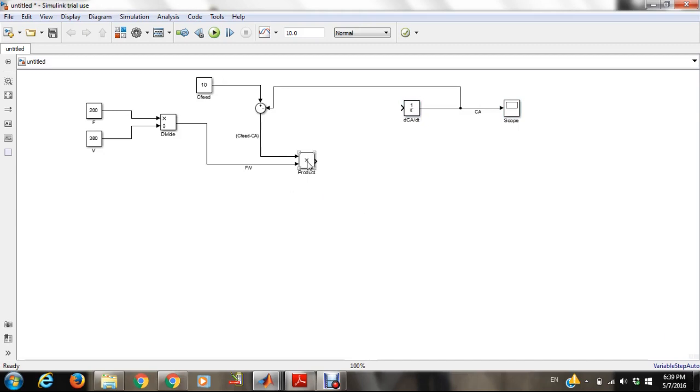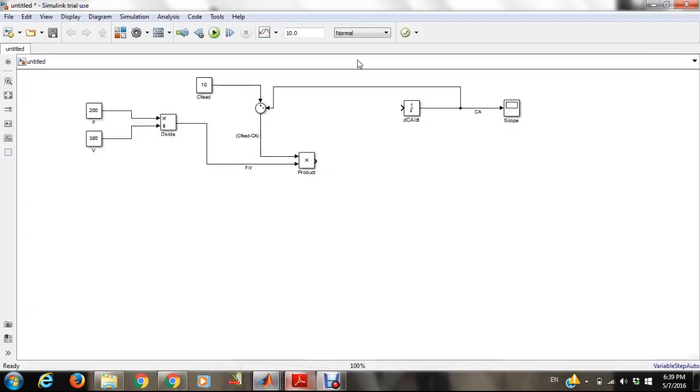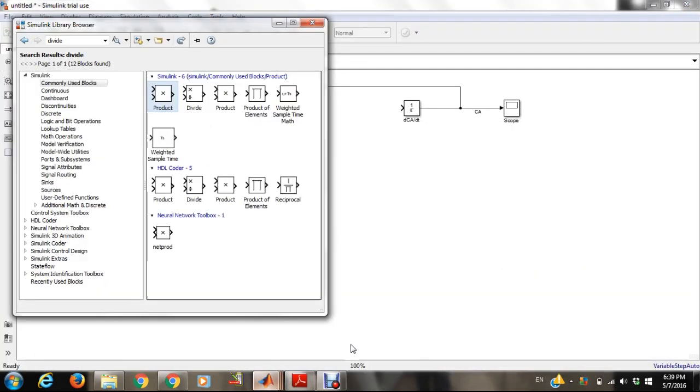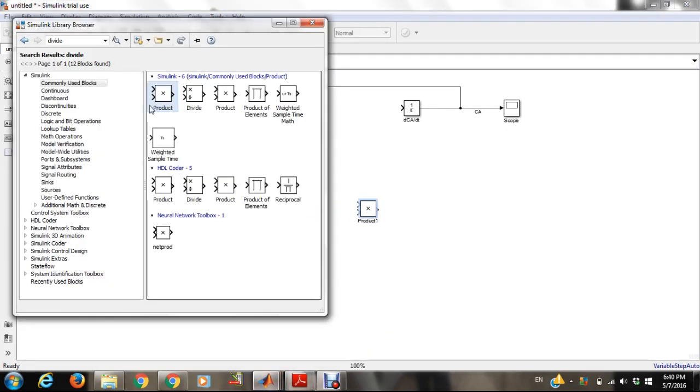Okay, so the product of F over V times C feed minus CA is going to be subtracted by the reaction R. R over here is defined as 3CA. So I'm going to open the library and add another product as well as a sum.